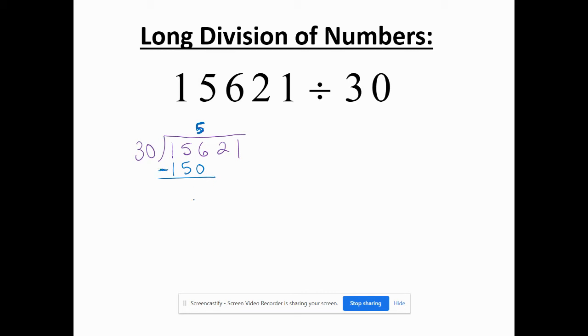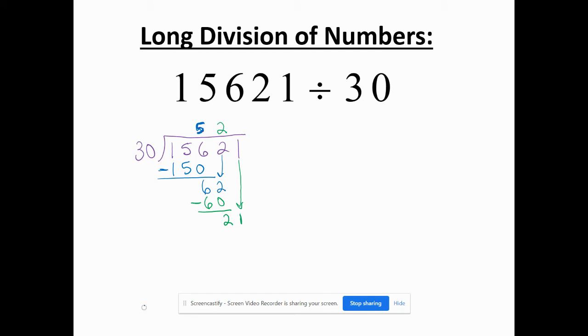I subtract that result. So 1 minus 1 is 0, 5 minus 5 is 0, 6 minus 0 is 6. So it brings down the 6. Okay, I have to bring down the 2. And now I have to think, how many times does 30 go into 62? Well, 30 goes into 62 2 times. So 2 times 30 is 60, and if I subtract that, I'm left with 2. Okay, then I have to bring down the 1 because 2 is too small.